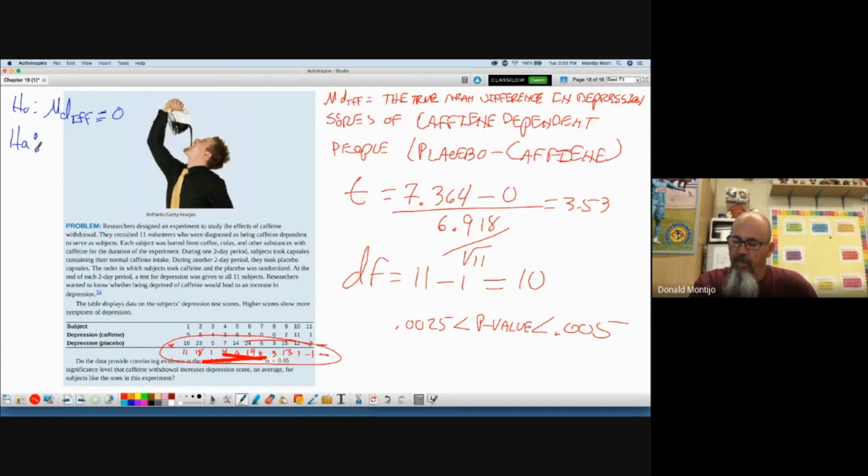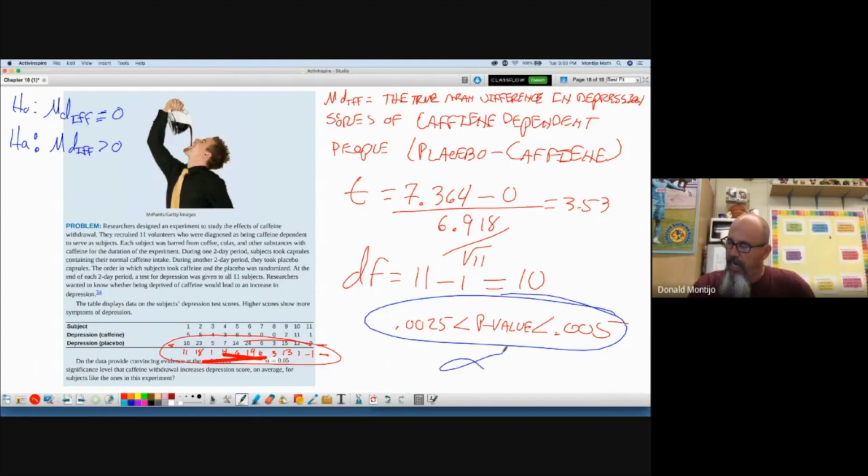Versus the alternative, what does the researcher suspect is happening? They believe that this mean difference is going to be greater than 0, that we're going to see more depression for the placebo group than the caffeine group. Since this p-value is smaller than alpha equals 0.05, the data is statistically significant. We reject the null and conclude that the mean difference is greater than 0. What does that mean? We have convincing evidence that caffeine withdrawal does increase your depression test scores on average.